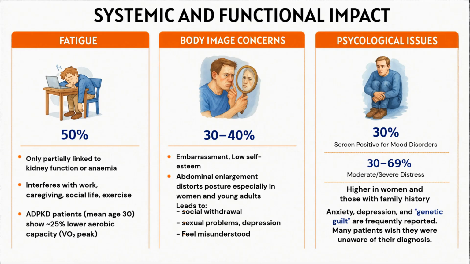Now, shifting away from the kidneys themselves, this slide highlights something very important, the systemic and functional burden of ADPKD. Starting with fatigue, which is extremely common, affecting around 50% of patients, what's important here is that fatigue is not fully explained by kidney function or anemia alone. It significantly impacts daily life, work, caregiving, social activities, and even exercise capacity. In fact, even relatively young patients around the age of 30 can have about a 25% reduction in aerobic capacity.